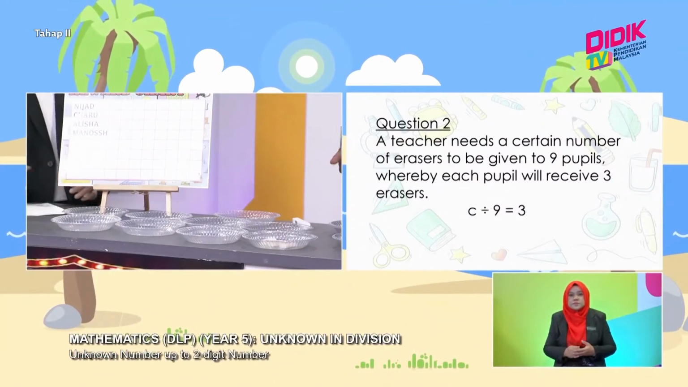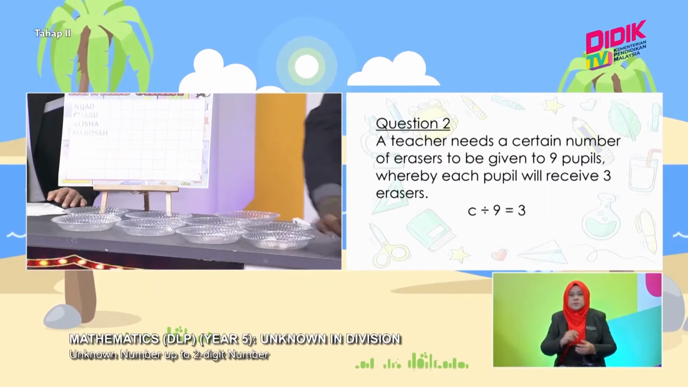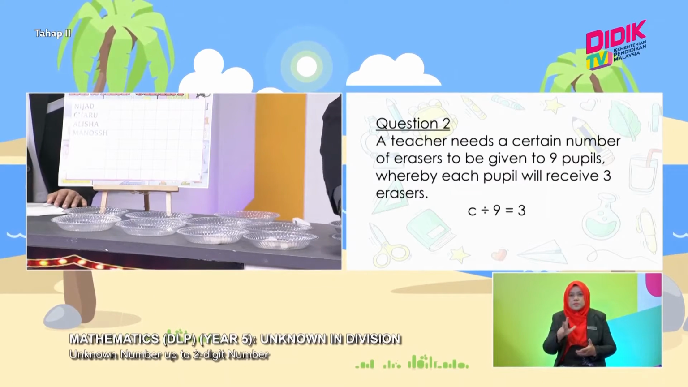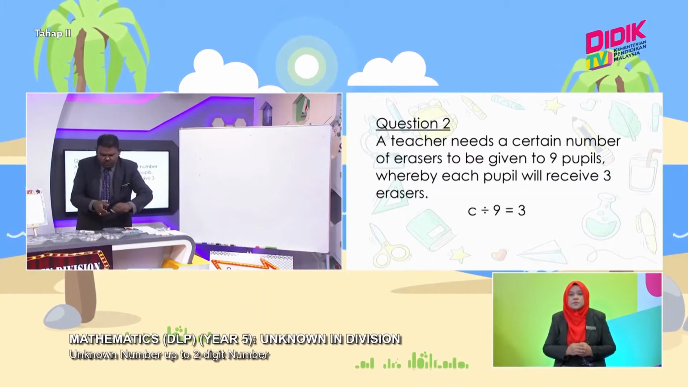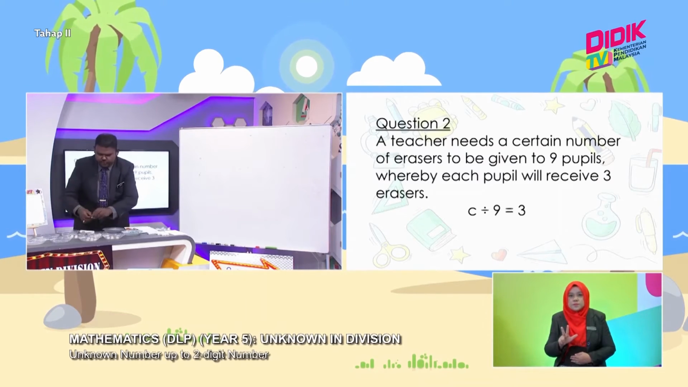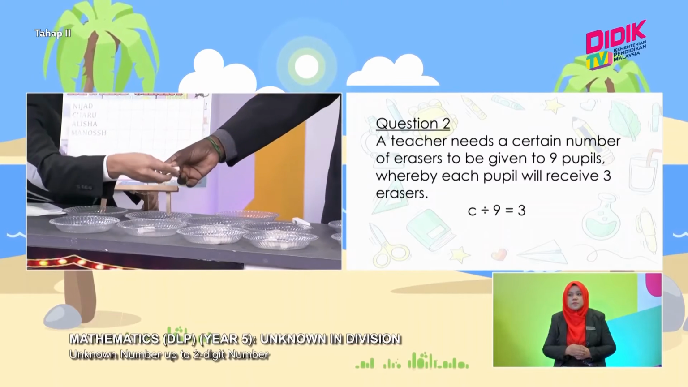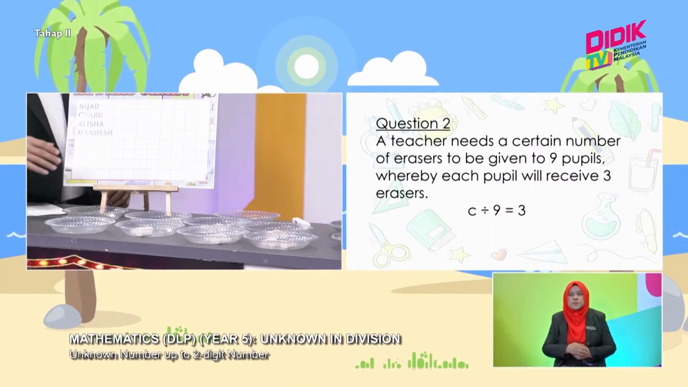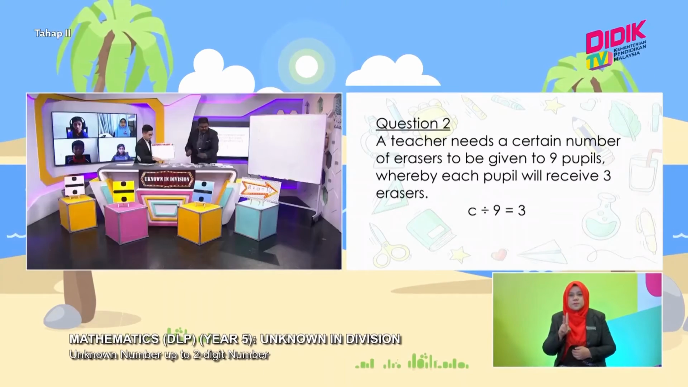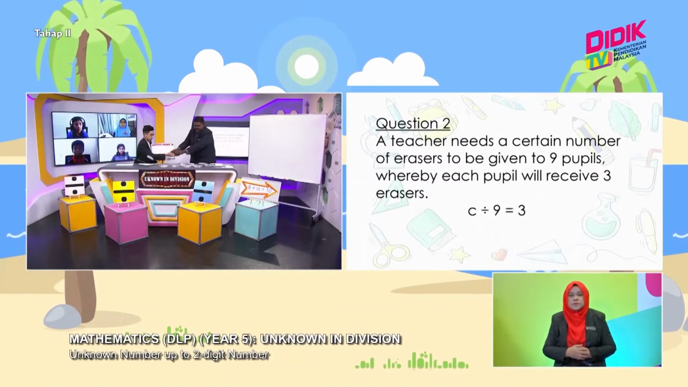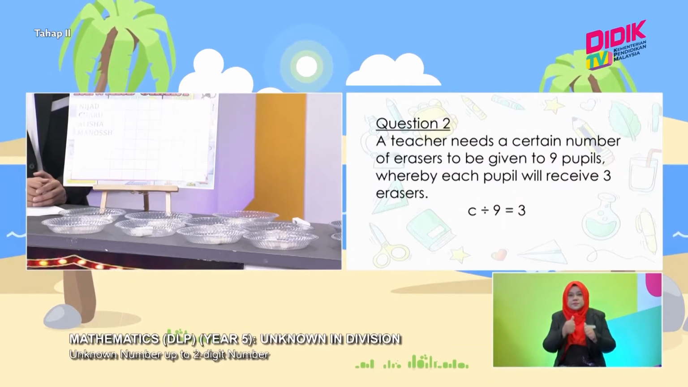1, 2, 3. In division, this is what we call grouping. So we group 3, 3, 3. Another 3. 1, 2, 3. Chris, you can help me. So you can put in one group. 1, 2, and 3. Another 3 over here. Another 3 over here. And we have 2 more pupils. Another 3. And another 3. So now each pupil has 3 erasers.